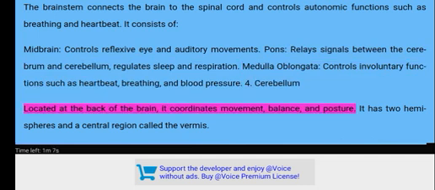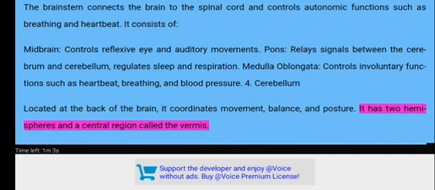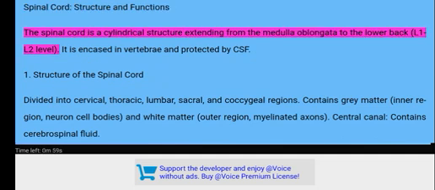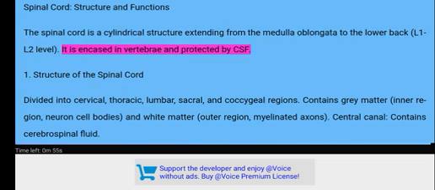4. Cerebellum. Located at the back of the brain, it coordinates movement, balance, and posture. It has two hemispheres and a central region called the vermis. Spinal cord, structure and functions. The spinal cord is a cylindrical structure extending from the medulla oblongata to the lower back, L1-L2 level. It is encased in vertebrae and protected by CSF.